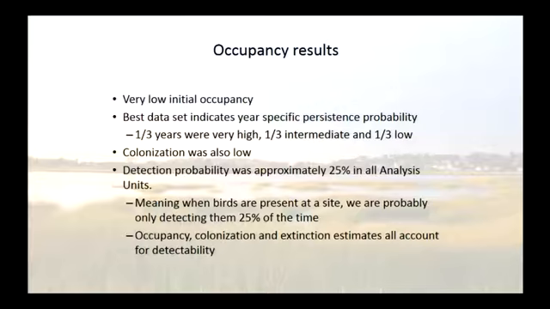We also found that detection probability was about 25% in all of our analysis units. So that kind of gave us confidence that the surveys were okay. That's actually a pretty high detection probability in a bird study. So the surveys were probably okay, which led us to have some confidence in the other parameters that we were estimating in this system.